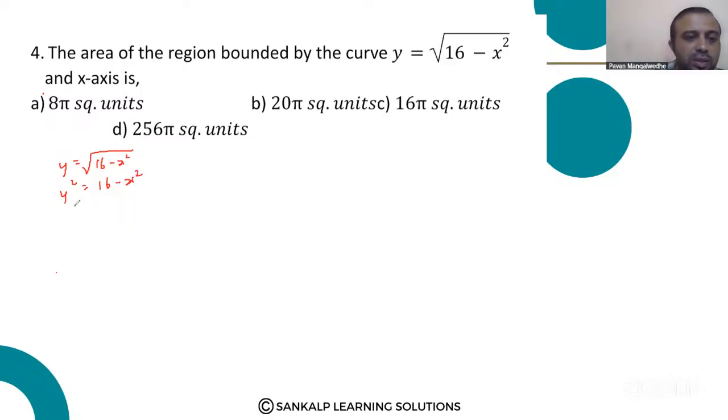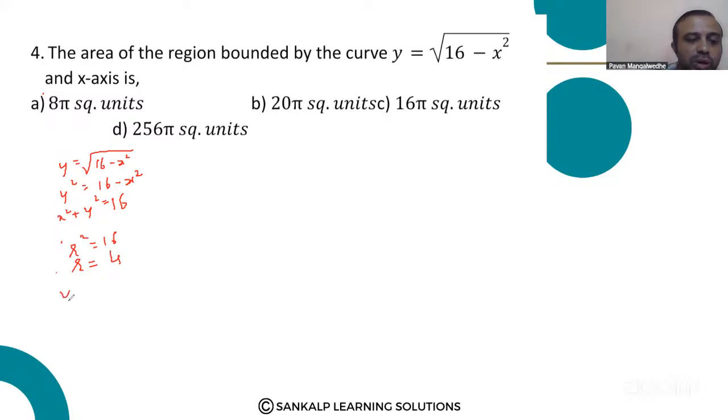Using this, x square on transposing to the LHS, x square plus y square minus x square will become plus x square, which is 16. Then x square plus y square equals 16, which is a standard form of the equation of a circle where r square is 16, which means that r is equal to 4.